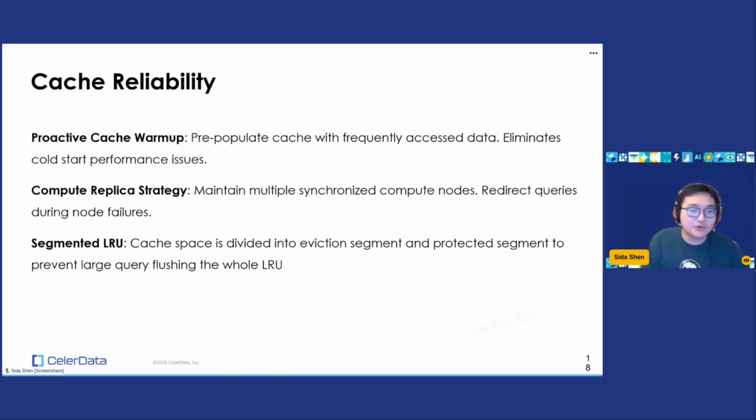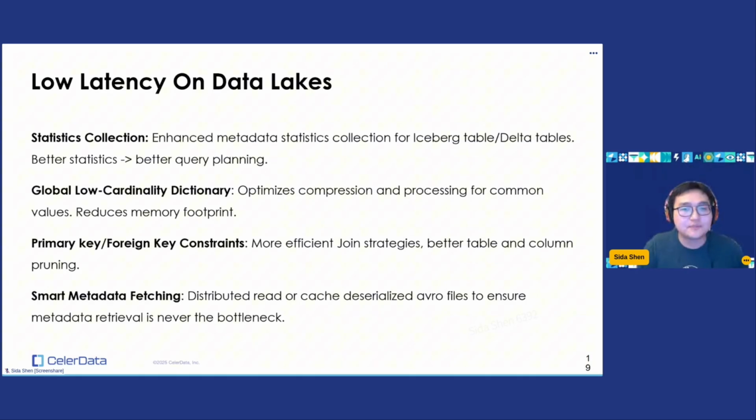And also we support a compute replica strategy. So actually, for one piece of data we store multiple copies of the cache of that data on different nodes. So if you encounter a node failure, you have another copy of the cache to fall back to, right? So you keep your SLA up. And segmented LRU, right? This is a mechanism to make sure that a large query is not going to flush the entire LRU, right? So you keep your actual hot data in your cache at all times, right?